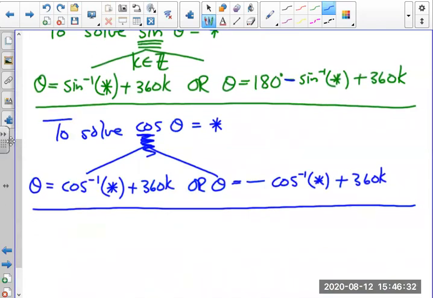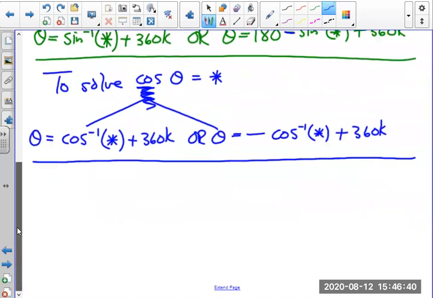Okay, so that's the method for sine: shift sine, 180 minus shift sine, plus 360k. The method for cos: shift cos, minus shift cos. And the method for tan, to solve tan.